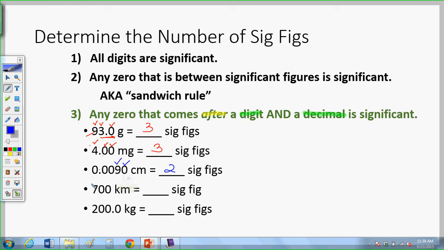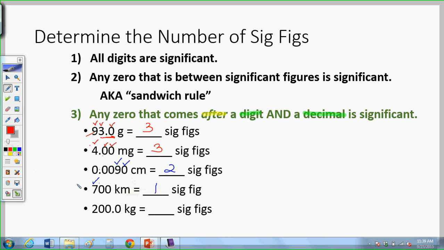All right, next, we're going to go to 700 kilometers. I'm going to start by putting a check mark above all digits, which is rule 1. Rule number 2 is look for zeros in a sandwich or between significant figures. I don't see any. The third rule, I'm going to look for zeros that come after a digit and a decimal. These 2 zeros here, although they come to the right-hand side of this digit, they are not to the right-hand side of a decimal. Therefore, they are not significant, meaning not that they are not important, but they're not part of the precision of the instrument that allowed me to make them. They're not known with certainty. Therefore, I only have 1 significant figure.